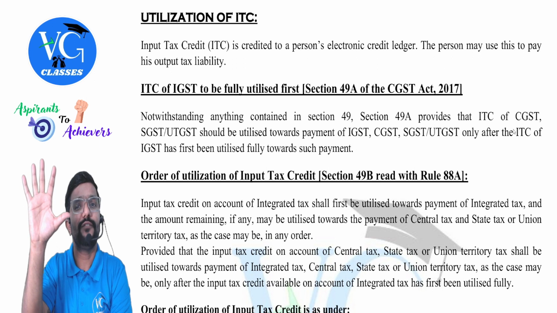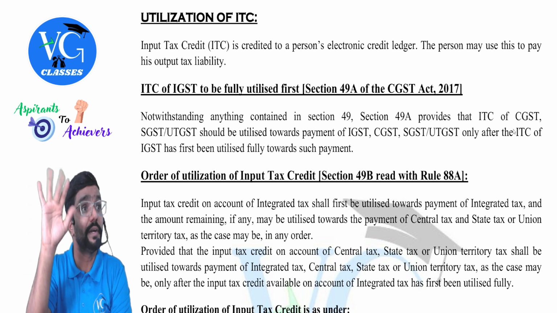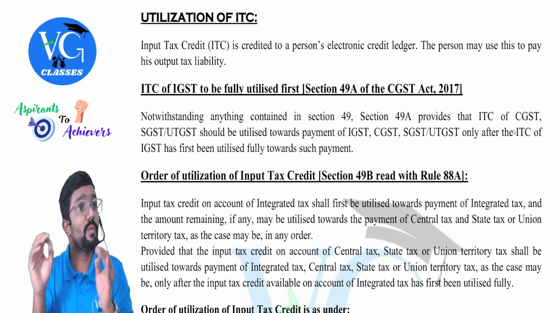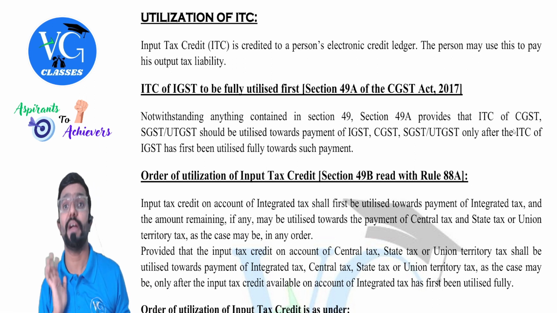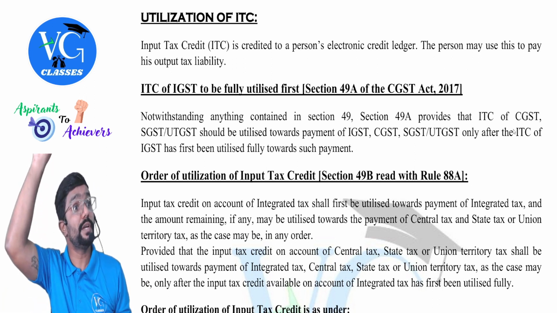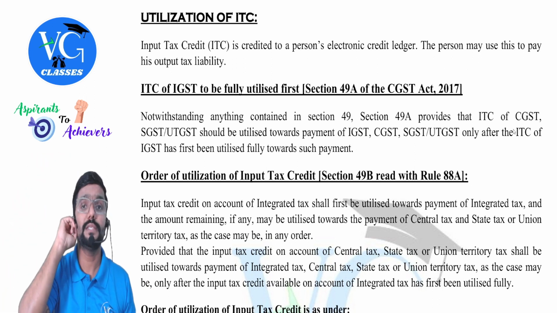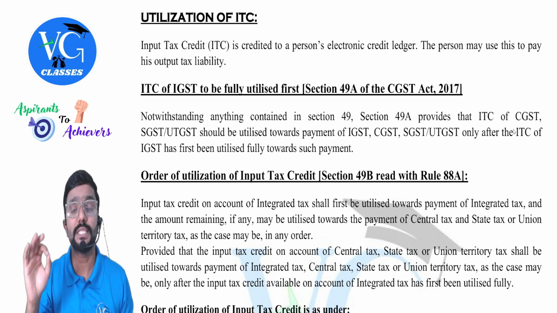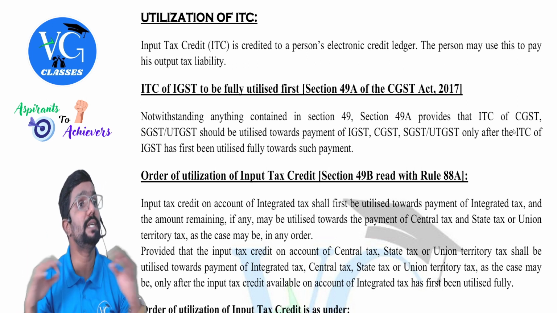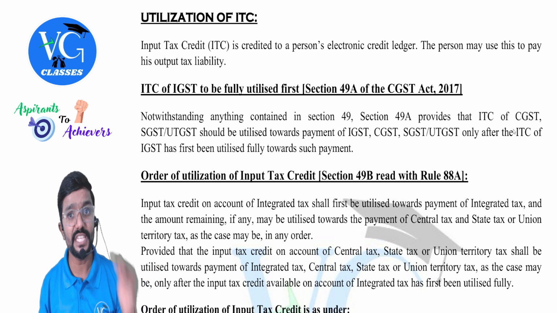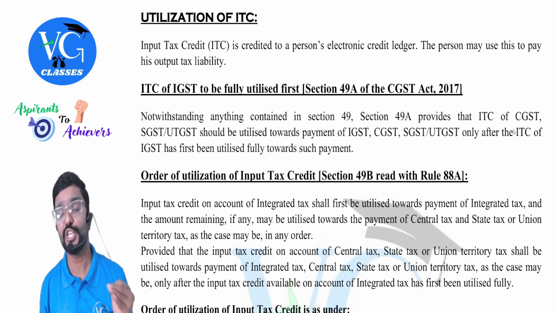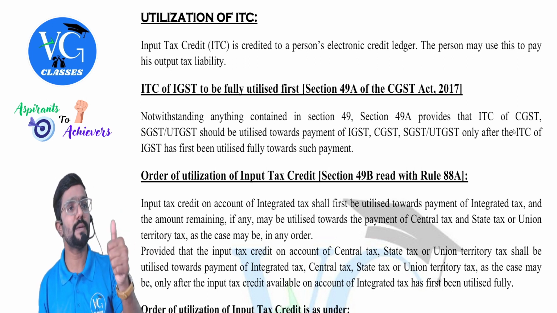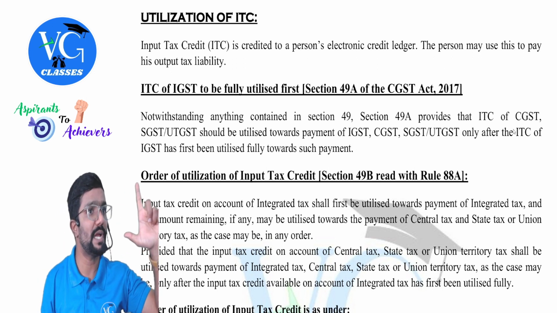Now assume I have taken 5 separate registrations. How many returns should I file every month? Only one return or 5 returns? 5. GSTR 1 5, GSTR 3B 5, and GSTR 9 annual return 5. Why, sir? Because each registration is treated as a distinct person. So for each registration, I should file the return separately and pay tax separately, guys.